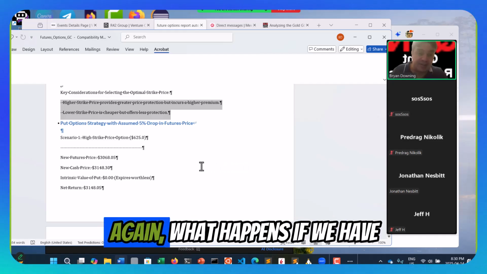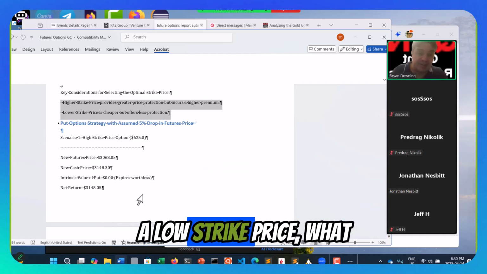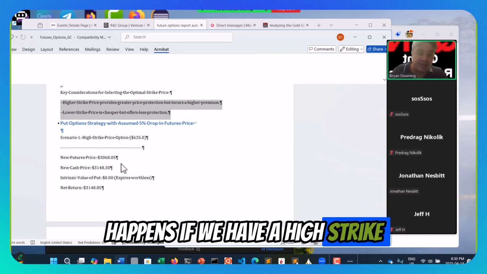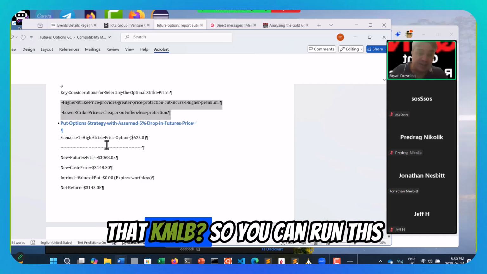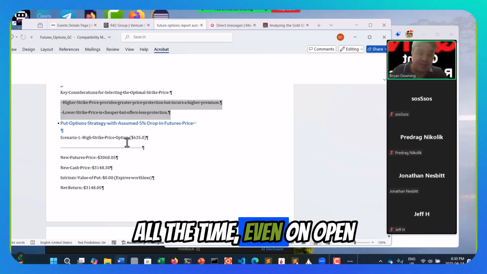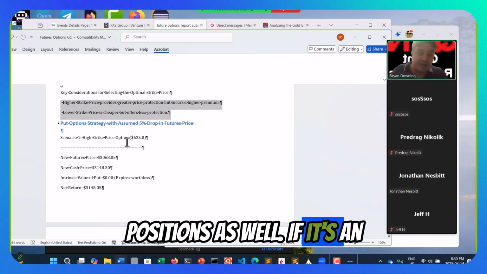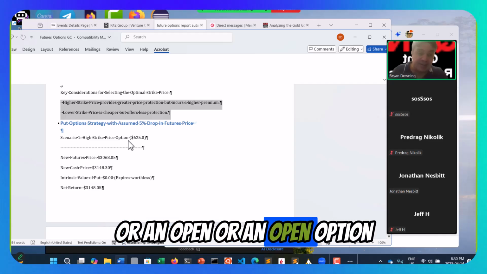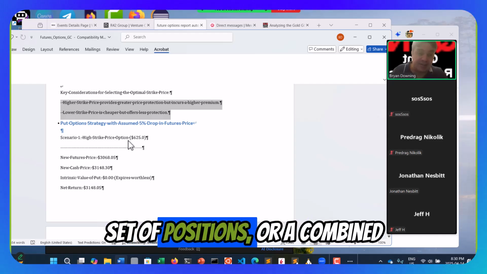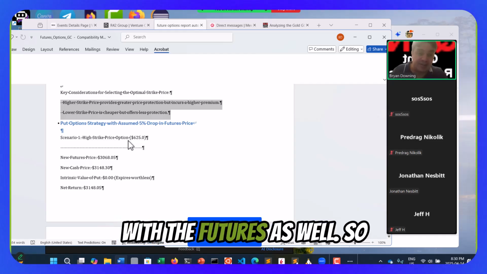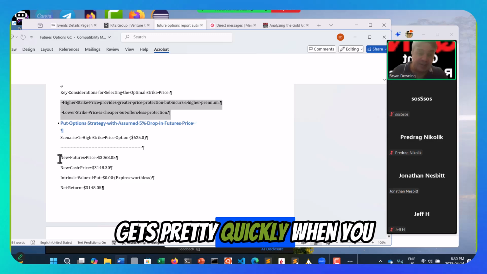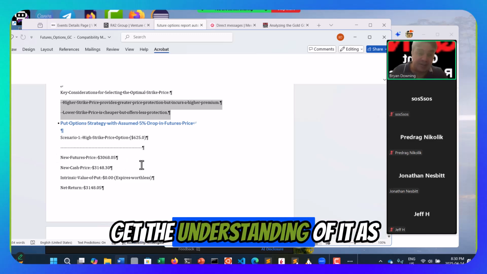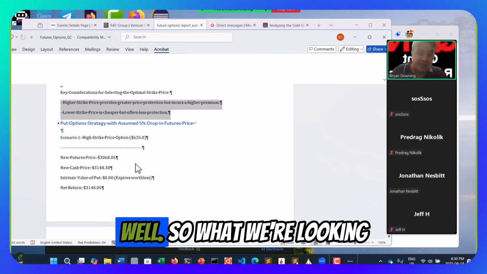And then again, what happens if we have a low strike price? What happens if we have a high strike price? Blah, blah, blah. What would our end net P&L be? So you can run this all the time, even on open positions as well, if it's an open option or an open set of option positions, or combined with the futures as well. So this is how sophisticated it gets pretty quickly once you get the understanding of it as well.